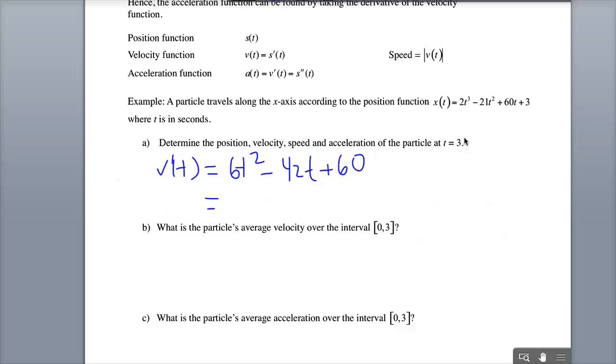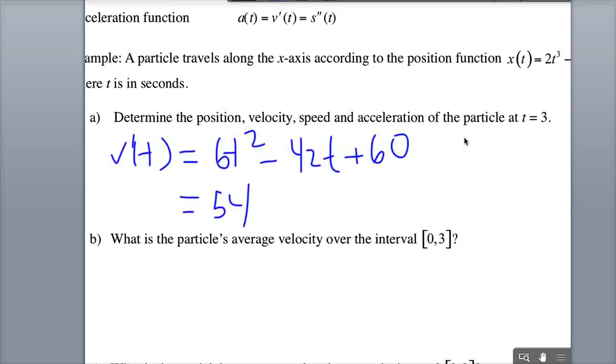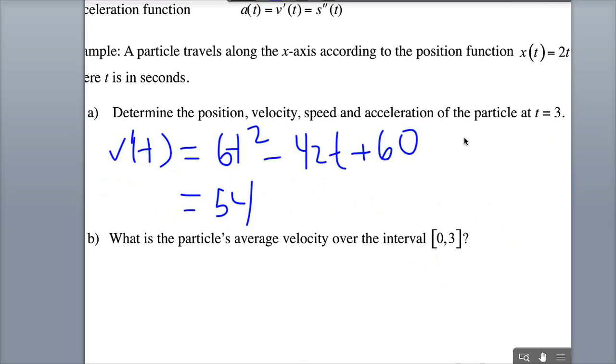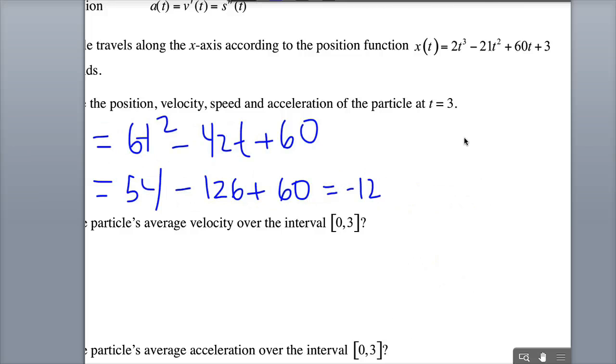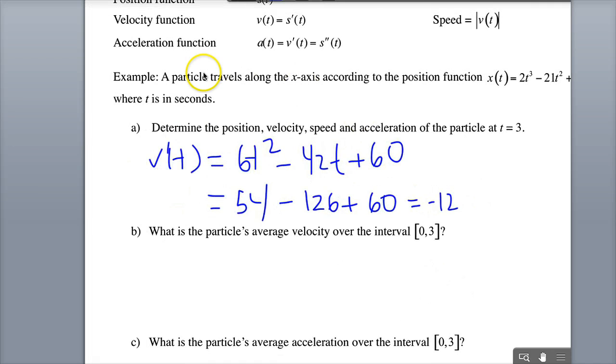9 times 6 is 54. 42 times 3 is 126, plus 60. So adding these all together, 60 plus 54 is 114, minus 126. So I'm going to get negative 12. And again, I need units. They didn't give me units, so I'm just going to say units per, and in this particular question, they give it to me in seconds. So it's units per second. Negative 12 units per second.